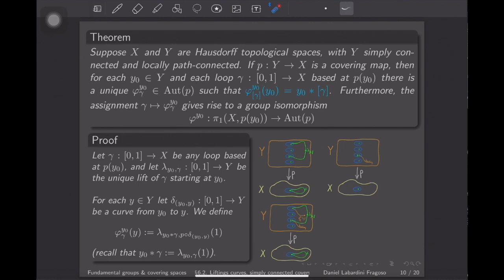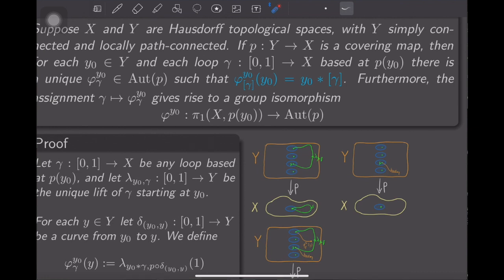Yeah. So somehow that's the situation I have in mind when Y is the hyperbolic plane. Okay. And now suppose I have this covering map. And I pick a point here in Y, as if I were picking a point in the hyperbolic plane. I take its image under the covering. Yeah, so now I'm here. And now I take my loop gamma based at this point p of y naught. So it's this one. Right? So far what I know is that this loop gamma acts on the fiber of this point. So in particular, it acts on this point y naught itself.